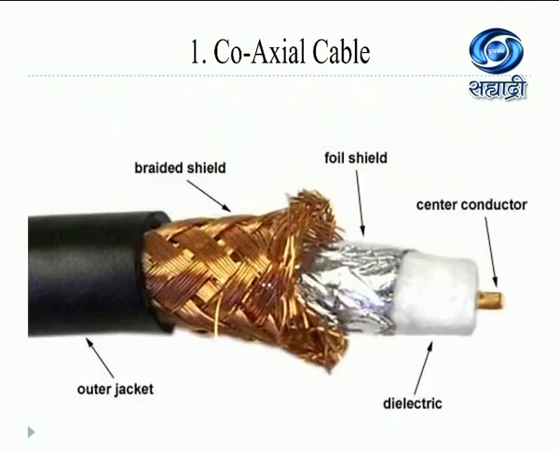So this is a representation of a coaxial cable. It consists of first the outer jacket, which is made of plastic. Then it has a braided shield. Then inside that we have a foil shield like this, silver paper foil. Then we have a dielectric material which is called foam. And inside of that we have a center conductor which is actually carrying the signals.